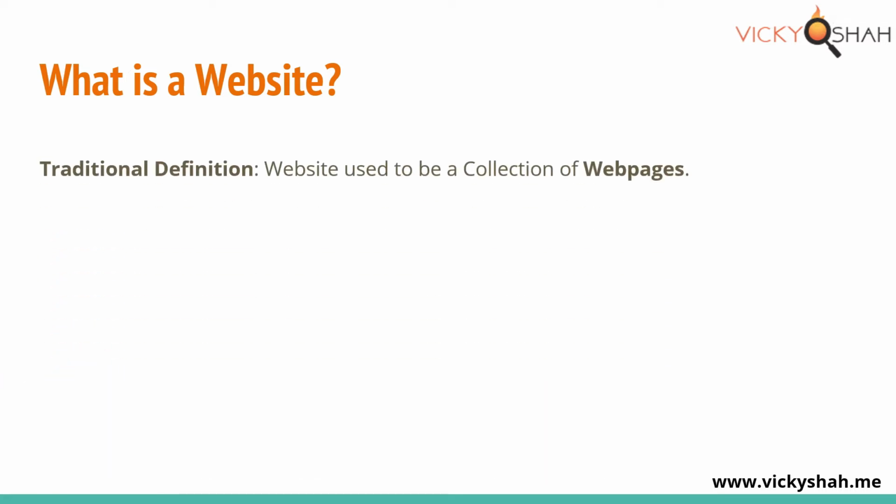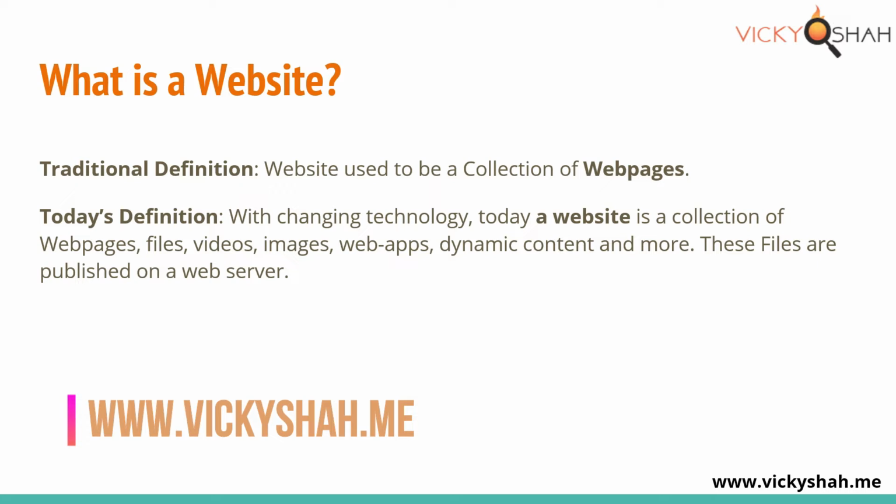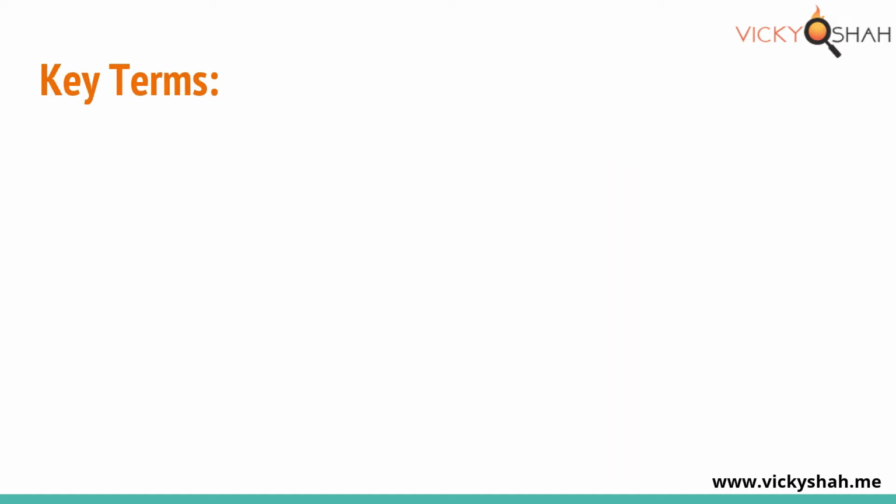Traditionally, a website used to be a collection of web pages. However, in today's world, things have changed. There is a lot involved in a website. Today, a website is a collection of web pages, files, video, images, web apps, dynamic content, and more. These files are published on a web server. A website has a lot of applications, images, videos, and dynamic content as compared to what it used to have in the past. So let's go further.